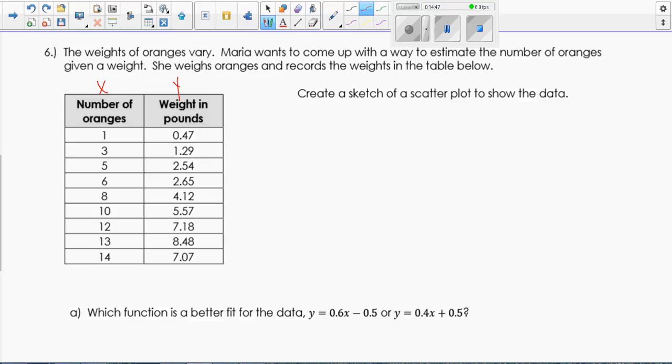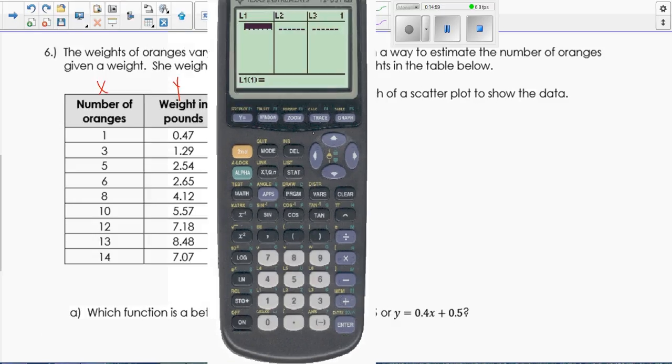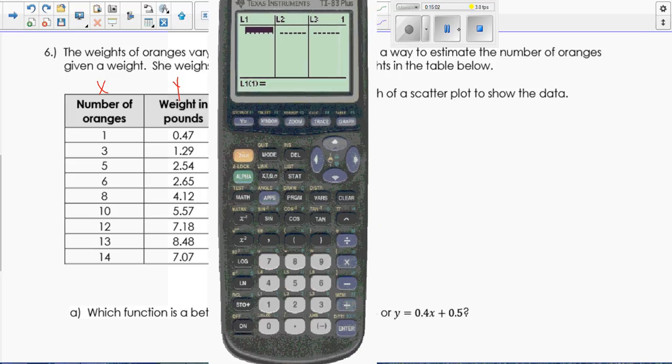Something like that. Okay, so go ahead and first clear out your calculator so we can start from scratch. So second plus 712, and then go ahead and stat edit, and then enter that data into your list 1 and list 2. And I'm going to pause it while you do that. So go ahead and pause it.